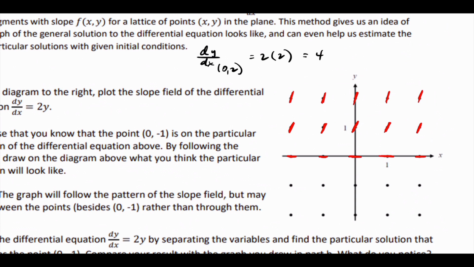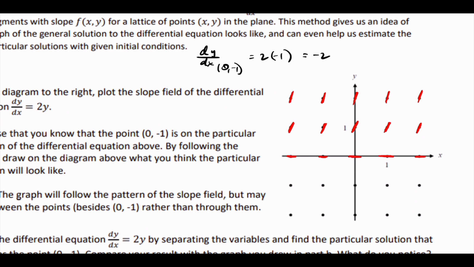It's why it's an estimate. It helps us estimate. All right, so let's go below the x-axis. 0, negative 1. So negative 1 has a slope of negative 2.